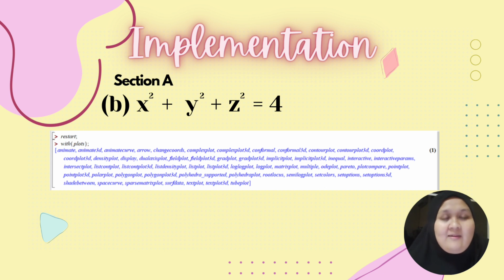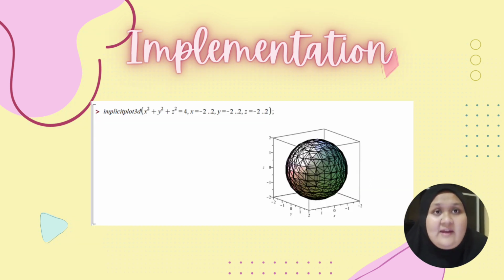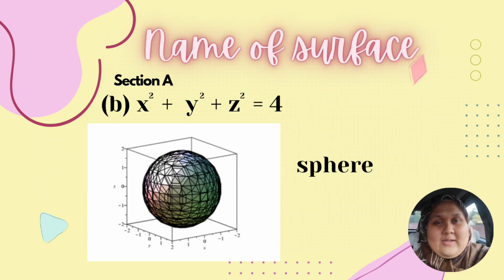Moving on to my next question, I have chosen the second question, which is x squared plus y squared plus z squared is equal to 4. To implement all the coding into this MAT491 software, we just need to type in restart and with plot. For this second question, I have also chosen the implicit plot 3D for my choice of plotting. So we just need to type in implicit plot 3D, x squared plus y squared plus z squared is equal to 4. And I have also set the limit of this variable. I have set them to negative 2 and 2 for x, y, and z. The name of the surface that I get from this question is sphere.